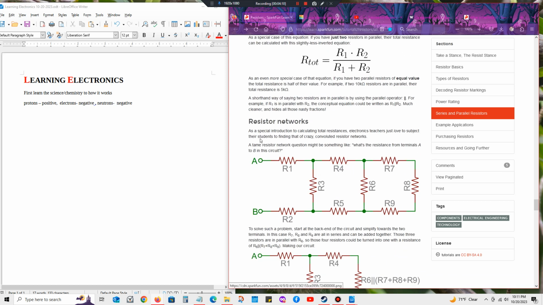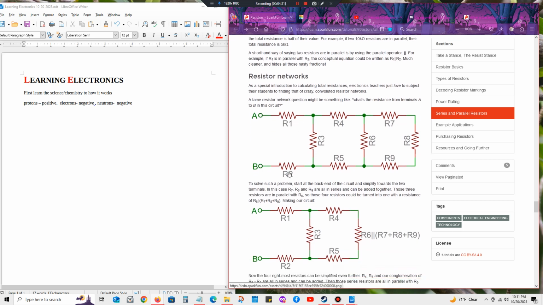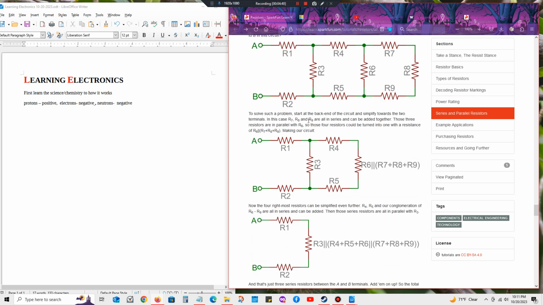Resistor networks. As a special introduction to calculating total resistance, electronics teachers just love to subject their students to finding the total resistance of crazy convoluted resistor networks. A tame resistor network question might be something like, what's the resistance from terminals A to B? To solve such a problem, start at the back end of the circuit and simplify towards the two terminals, in that case R7, R8, and R9.